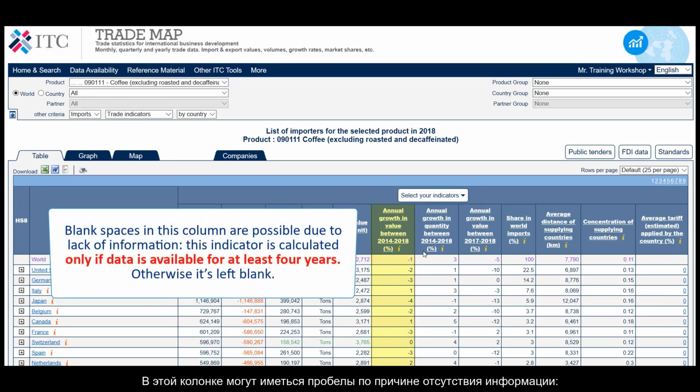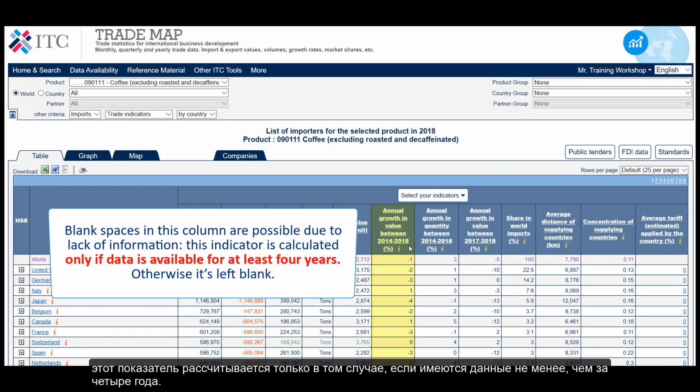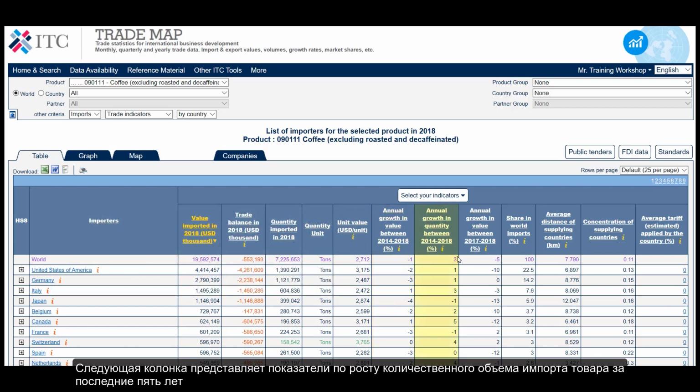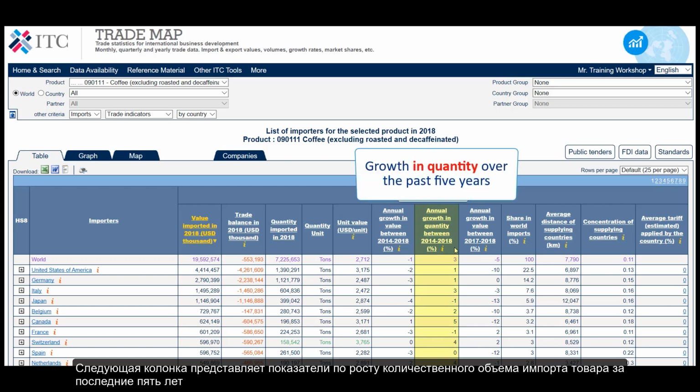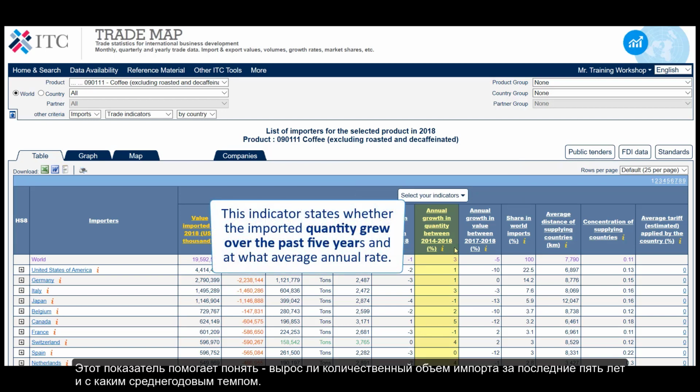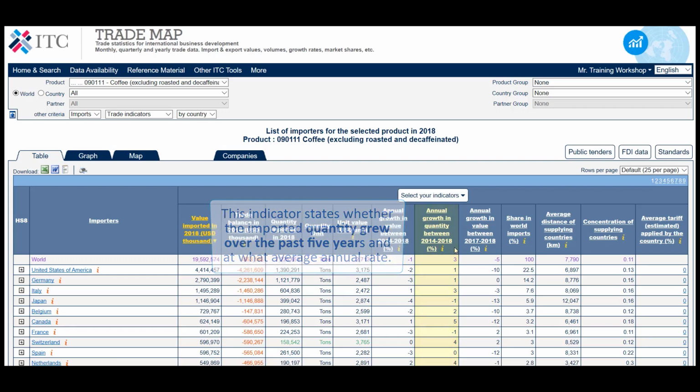Blank spaces in this column are possible due to lack of information. This indicator is calculated only if data is available for at least 4 years. Otherwise, it's left blank. The next column in the Trends section describes the growth in quantity over the past 5 years. It is calculated using exactly the same methodology. This indicator states whether the imported quantity grew over the past 5 years and at what average annual rate.